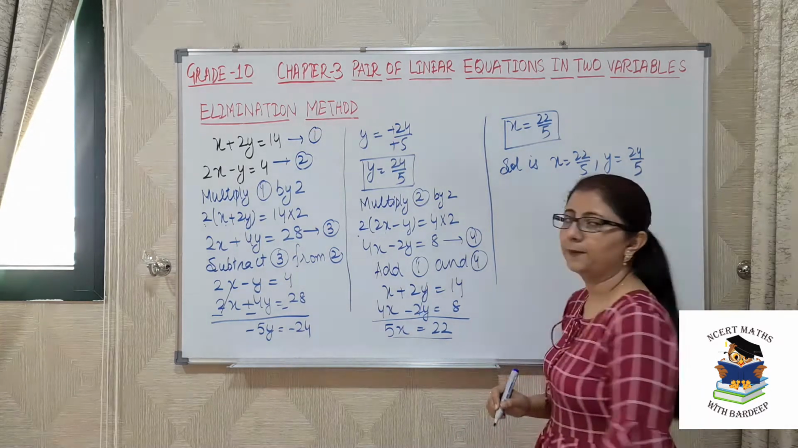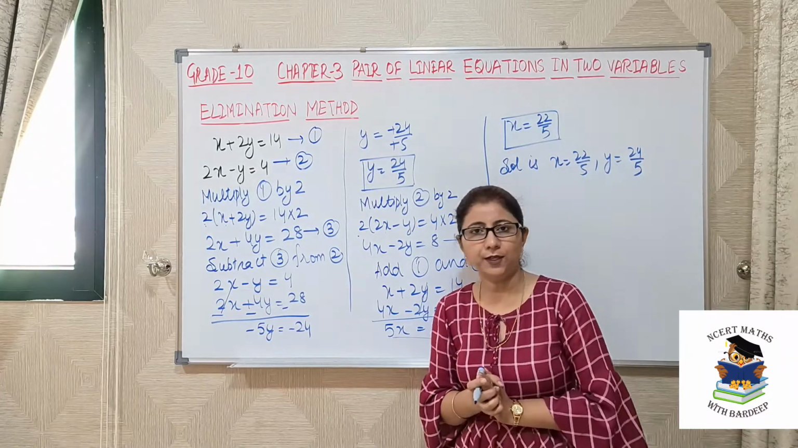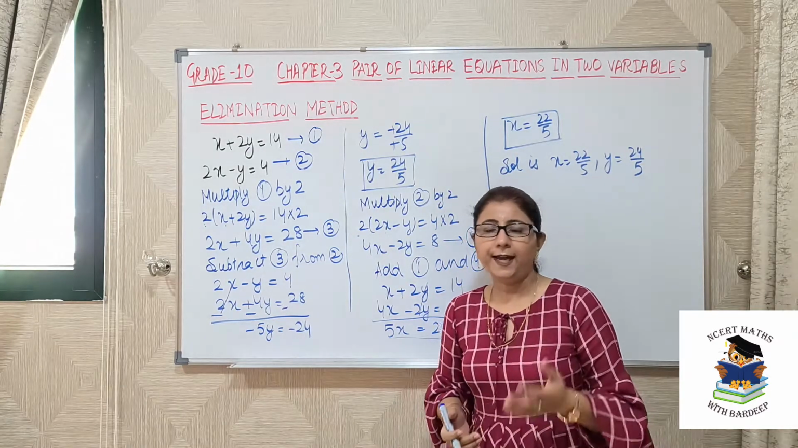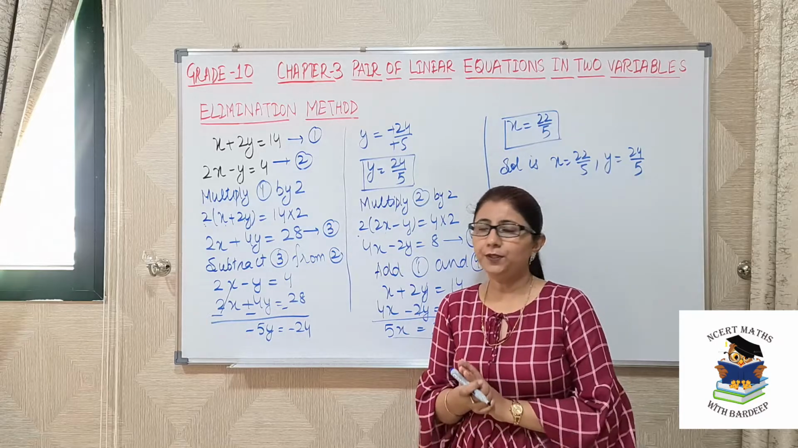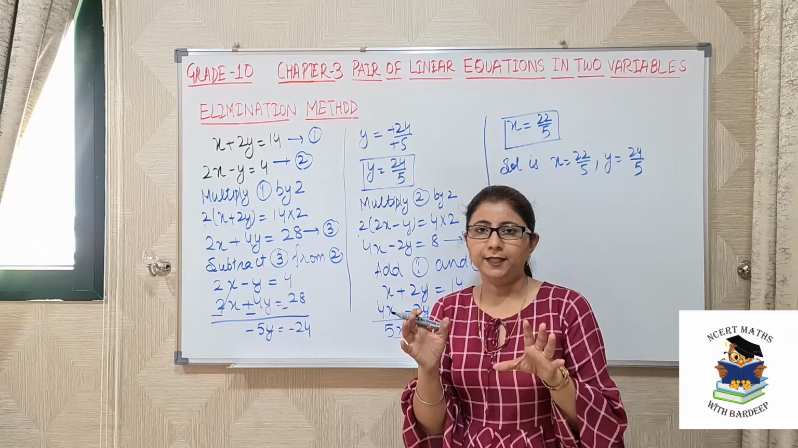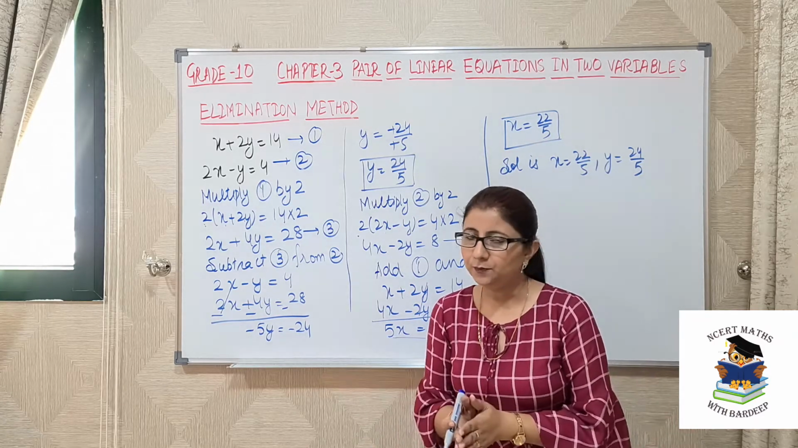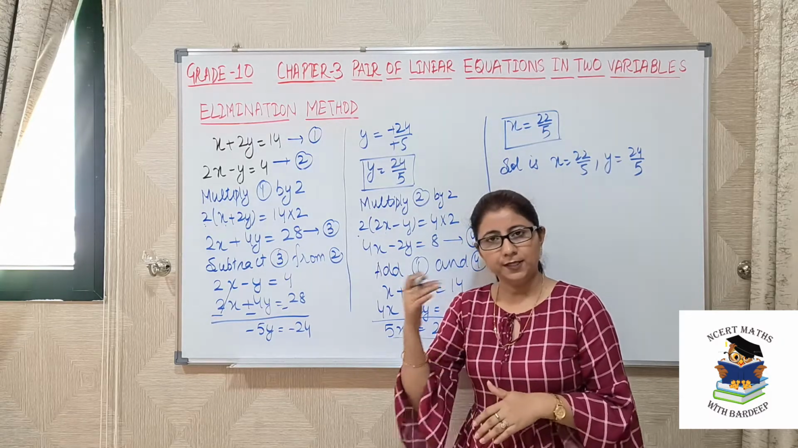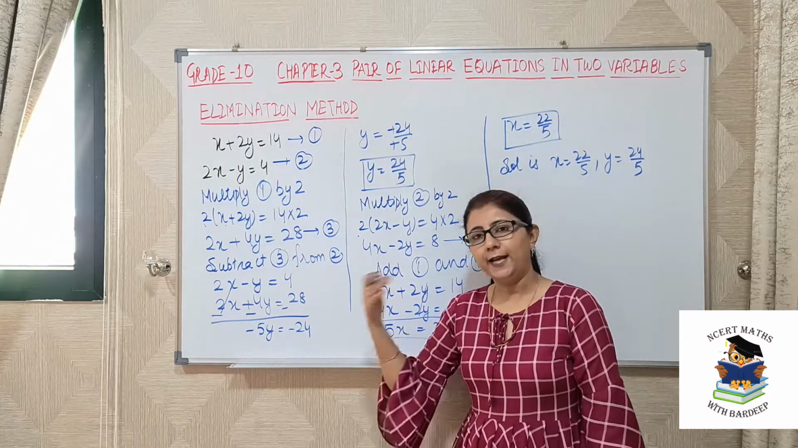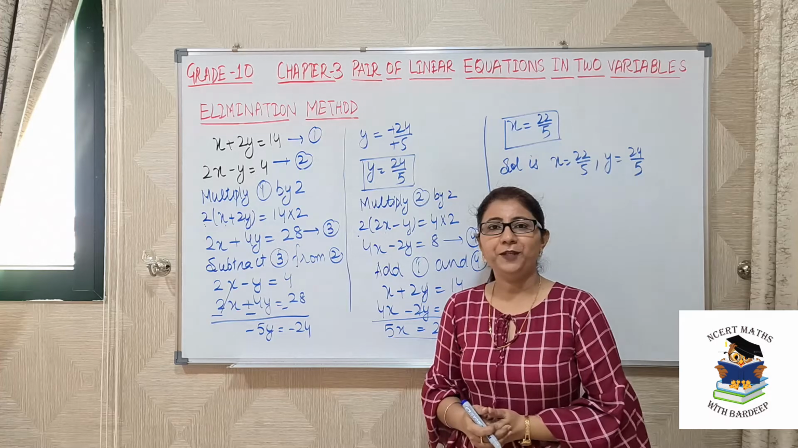Okay. I repeat, always make the coefficient of any one variable the same by multiplying both equations by any non-zero number. After you get the same coefficient of one variable, check whether they are like terms with opposite sign or same sign. If they are opposite, simply add them. If they are same, subtract them to find your value of one variable. And repeat the same steps for the second variable. So this is our elimination method.